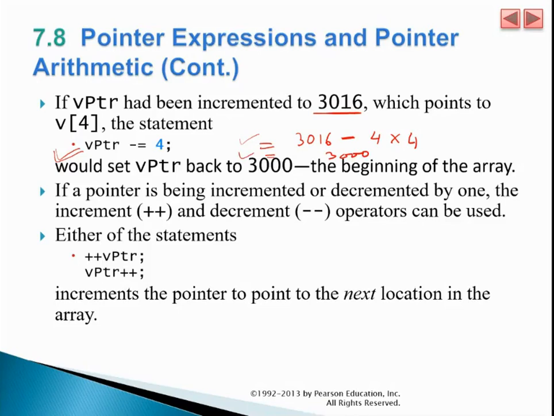Now, if the pointer is being incremented or decremented by 1, again the same thing will happen. If you do this, it will actually increment the pointer to point to the next location. We have seen this in an example of an array of characters also in the previous class. We are working on the pointer, incrementing or decrementing it, so it is actually pointing to the next location of that particular array. So this is equivalent to increasing the pointer value by 1.